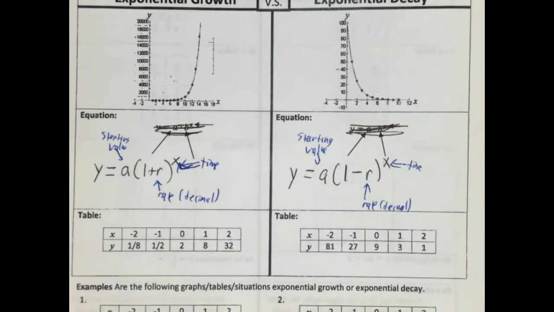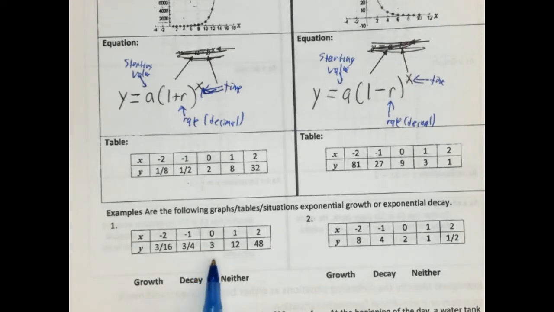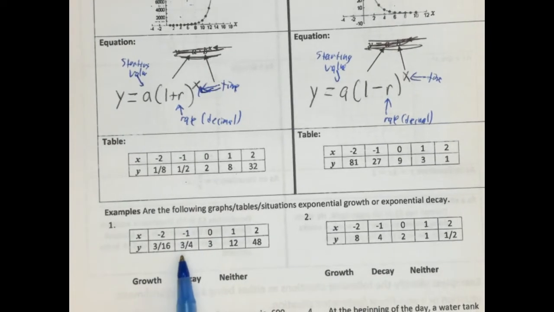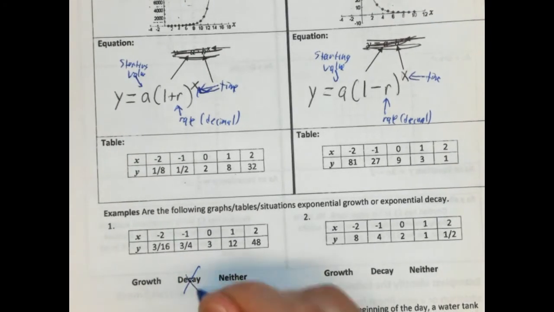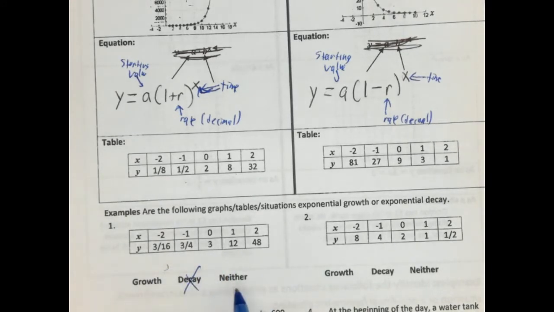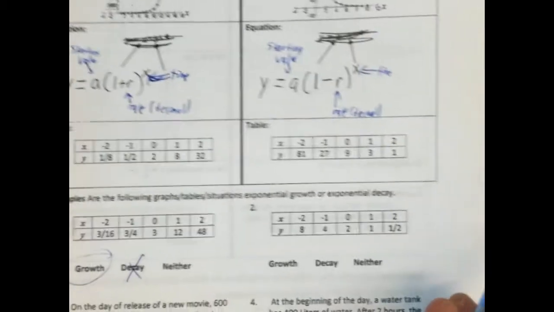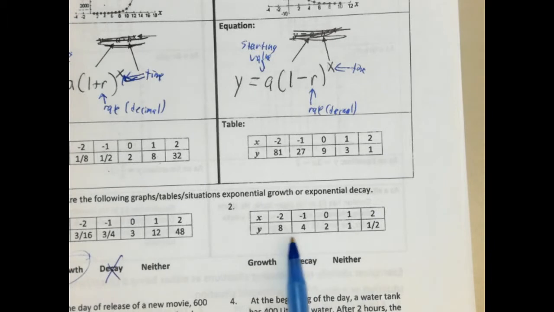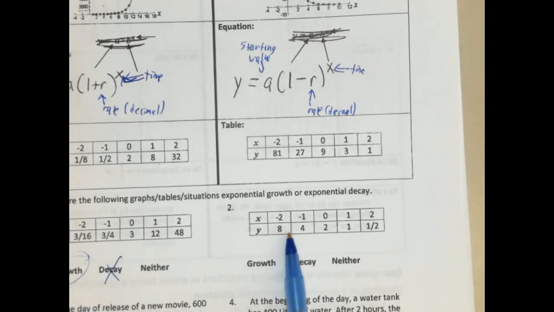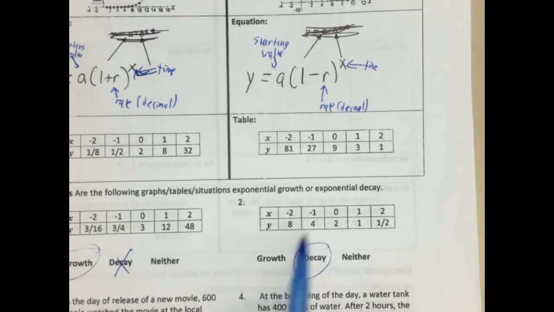Okay, let's take a look down here. Is this a growth, decay, or neither? So, well, it's definitely getting larger, so it's not a decay, and the amount is changing, so it's not neither. It's not linear, so it is a growth. Okay, let's take a look at this one. So y is getting smaller, and this is half of that, this is half of that, this is half of that. So yeah, this is decay, because it's basically multiplying by a half.